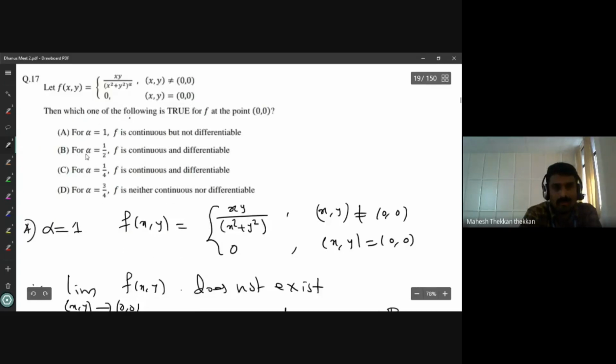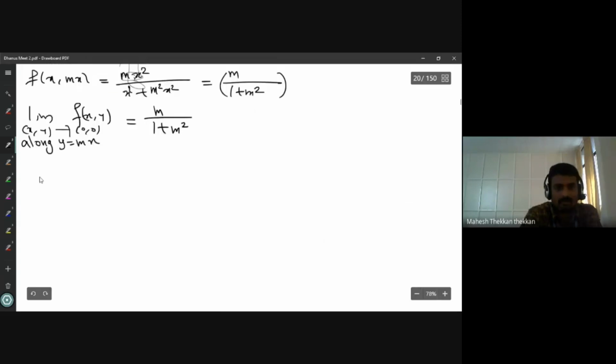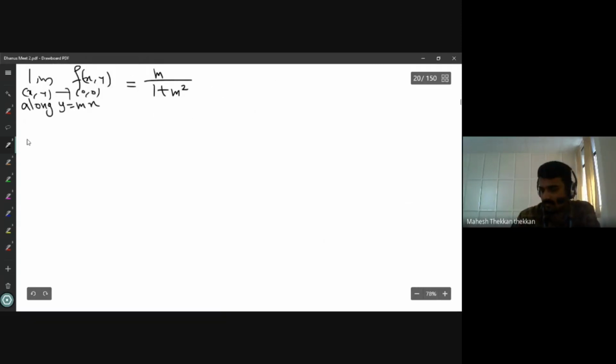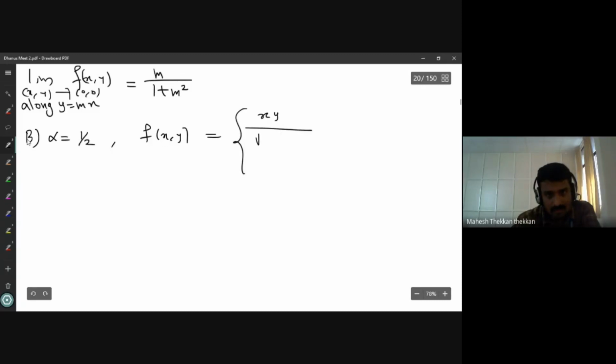Now you will look at the case alpha equal to half. The second one, this is option B. In this case, alpha is half. So what about your f of (x, y)? This is xy by square root of x square plus y square if (x, y) is not equal to (0, 0), and 0 if (x, y) is equal to (0, 0).